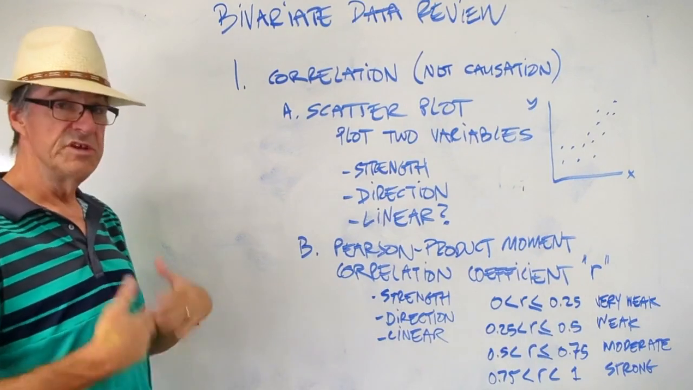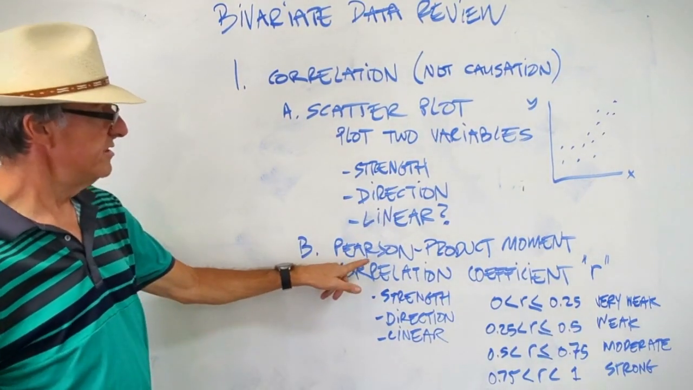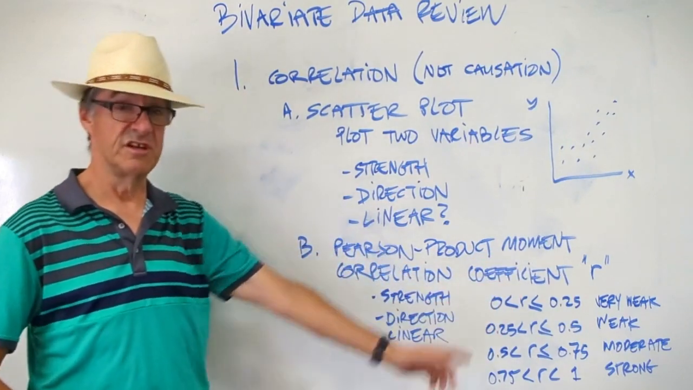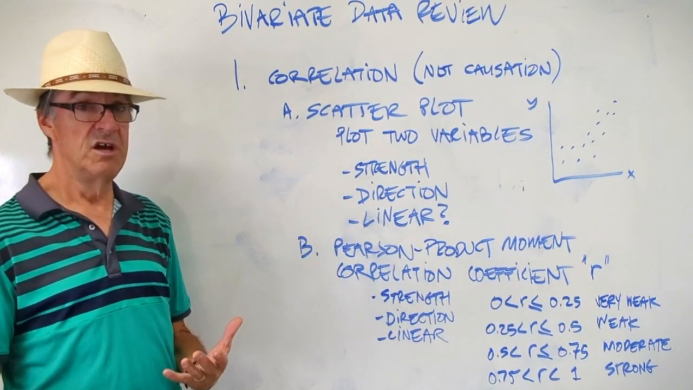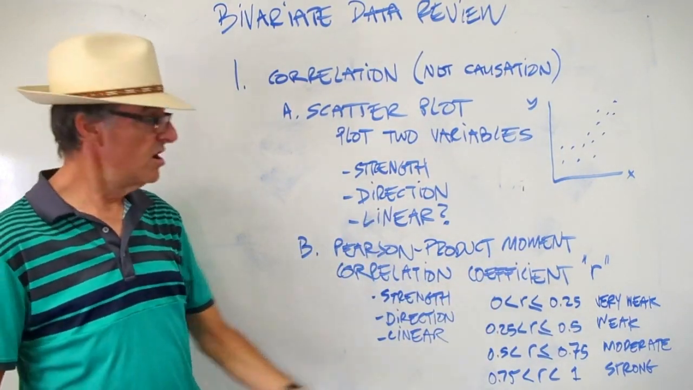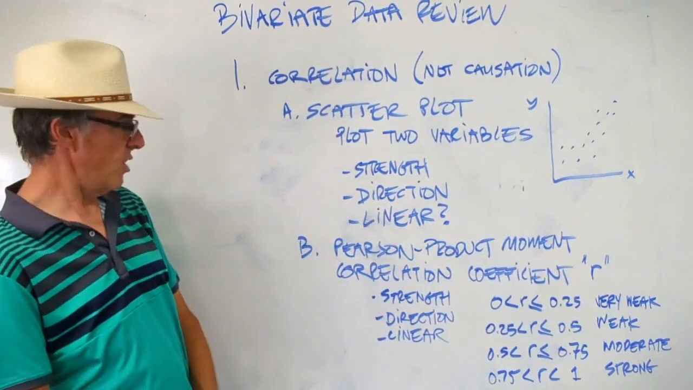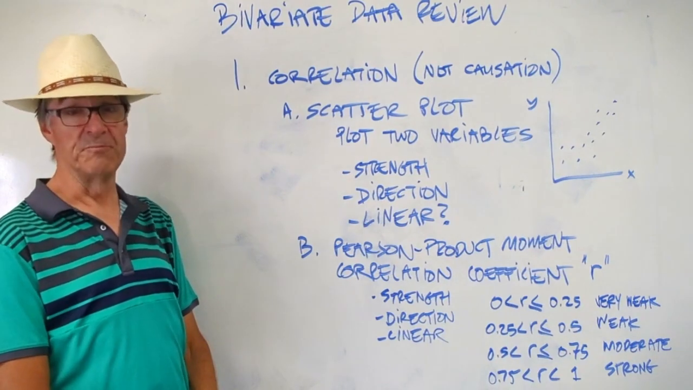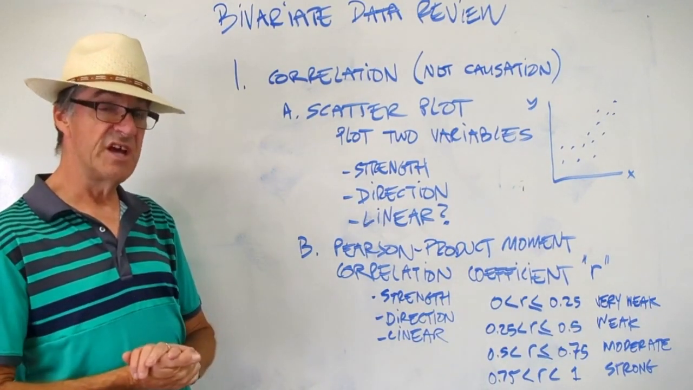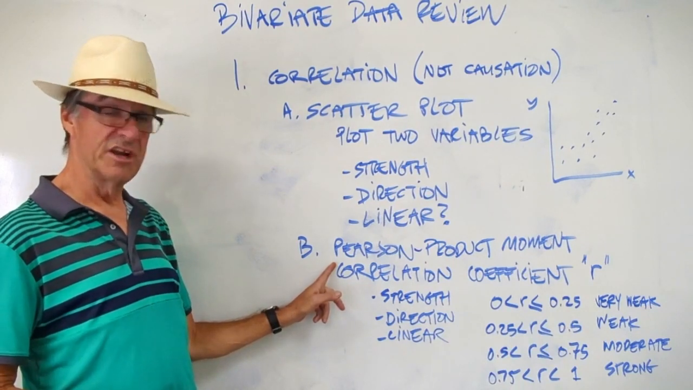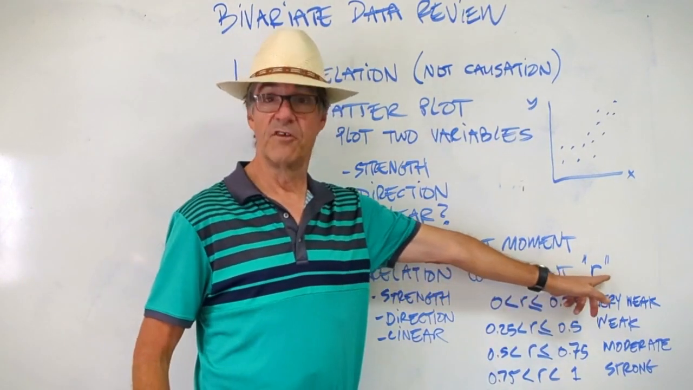Moving along, we use the calculator to find the Pearson product moment correlation coefficient. Now, that's a mouthful. So we really just call it R. R is the variable that's assigned to this 5-word term. The thing you need to know is that on the test, you might be prompted to find this. And you're going to need to know that they're asking you for R.